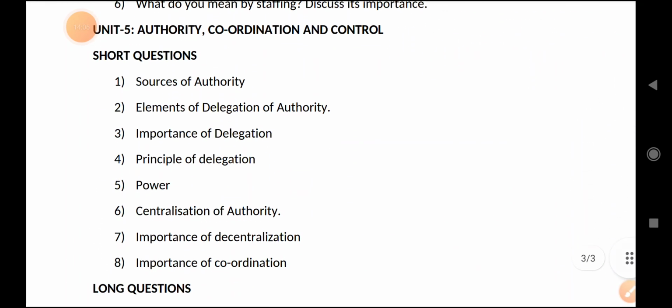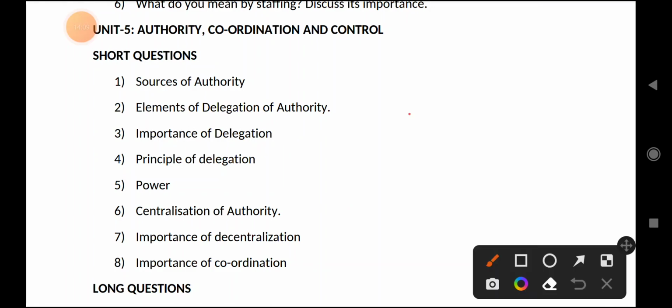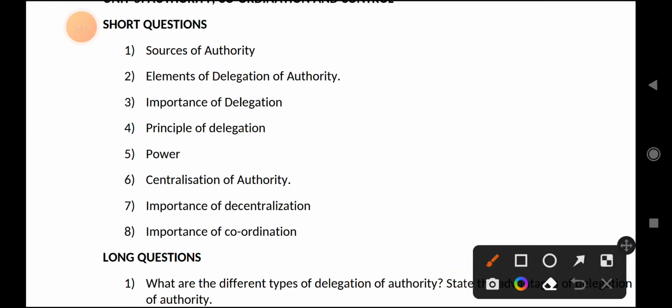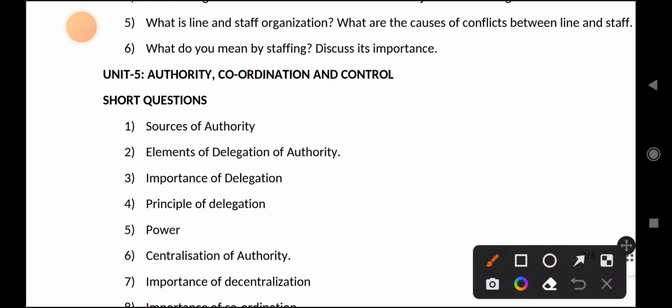यूनिट 5 में कभी कभी 2 शॉर्ट क्वेश्चन आ जाते हैं इधर से ही. So number of short questions are more. So please learn this and it will be useful for you. सोर्सेस ऑफ अथॉरिटी, एलिमेंट्स ऑफ डेलीगेशन ऑफ अथॉरिटी. अच्छा, नाम नहीं बताए, ठीक है. पहले यूनिट 5 अथॉरिटी, कोऑर्डिनेशन एंड कंट्रोल. ये 3 टॉपिक्स हैं यूनिट 5 के अंडर.